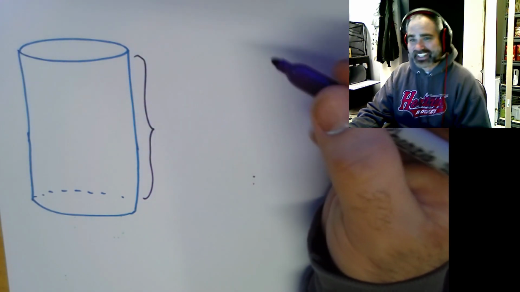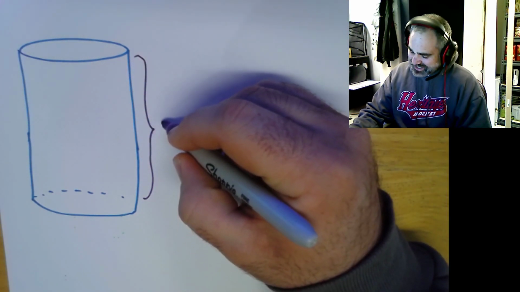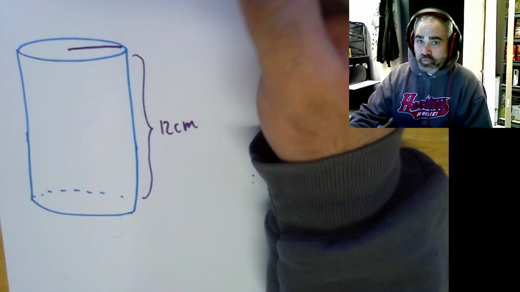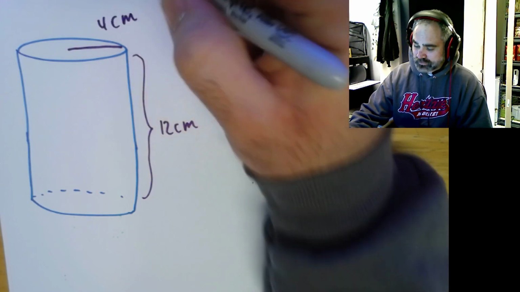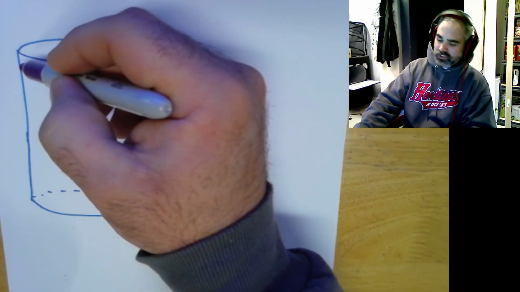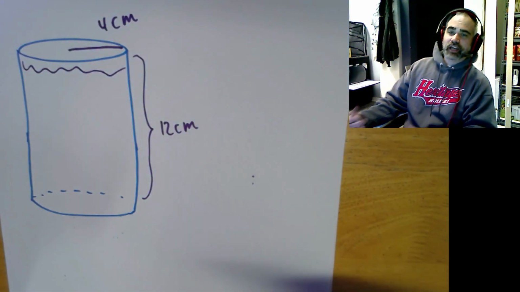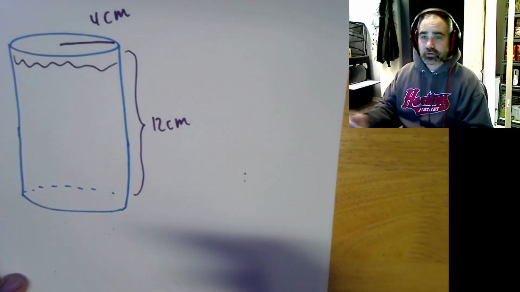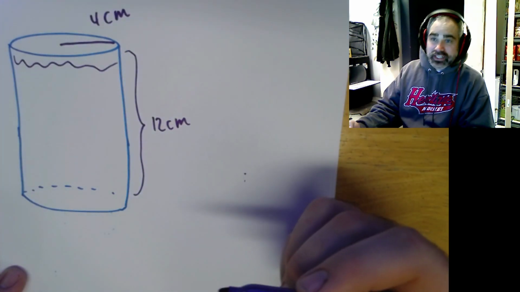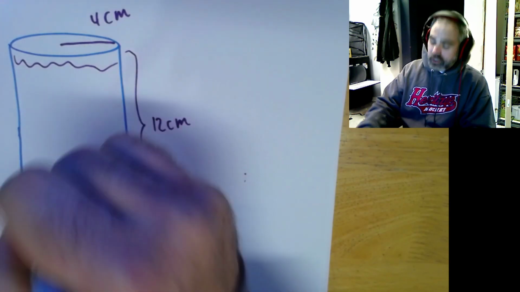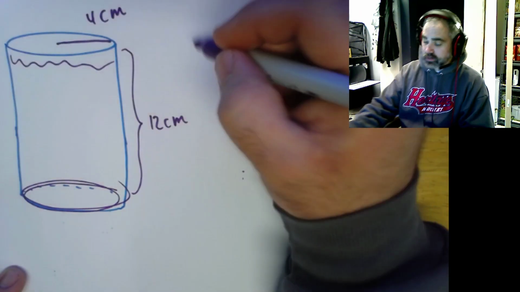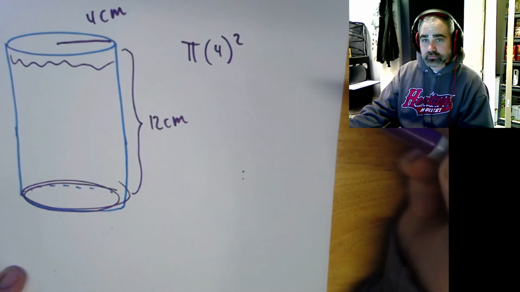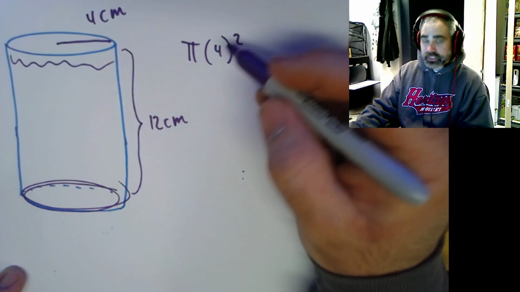So let's say that this is 12 centimeters tall and has a radius of 4 centimeters. We want to find the volume of this. That's how much LaCroix fits in this can. Again, cubic centimeters is what I'm looking for here because it's all in centimeters. So I want to find the area of the base, and the base in this case is the circle. So we find the area of the circle.